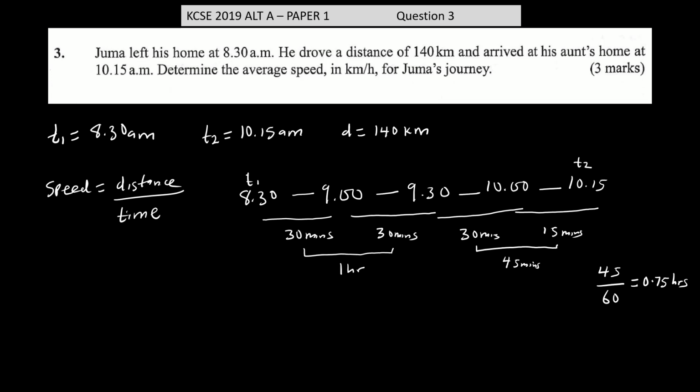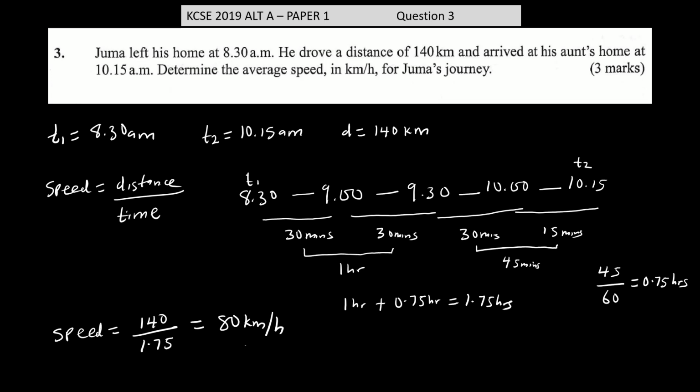If you add that to 1, we now have 1 hour plus 0.75 hour, which is 1.75 hours. So back to our question, we already have our distance, which is 140, and our time, which is 1.75. So let's calculate the speed. Speed will now be equal to distance, which is 140 over 1.75, and the answer is 80 kilometers per hour. If you get the question, you've gotten yourself 3 marks.